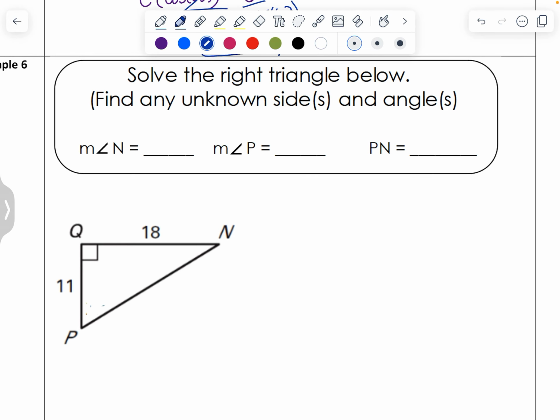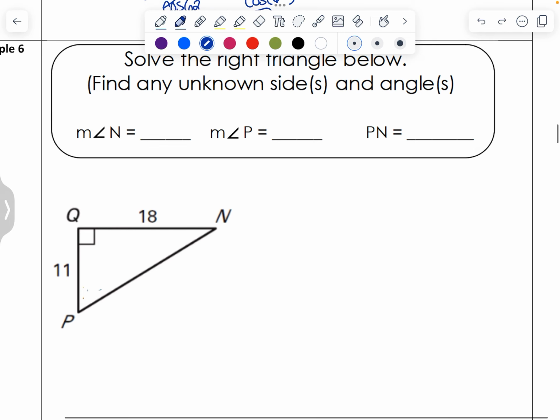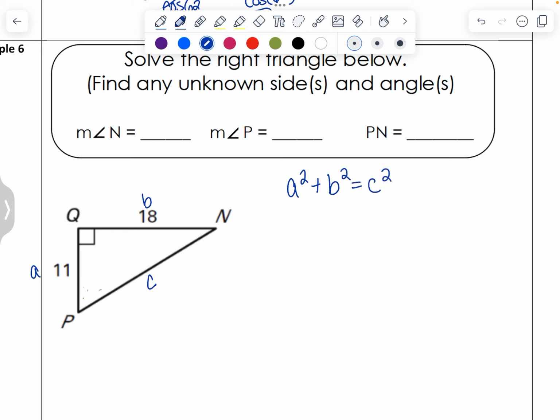All right, we're going to do it again, but this time we're only given 2 side lengths, and so we need to find the 2 angles, and we need to find the missing side length. The missing side length happens to be our hypotenuse, so we can label these A and B in any order and use the Pythagorean theorem to find our missing side length.